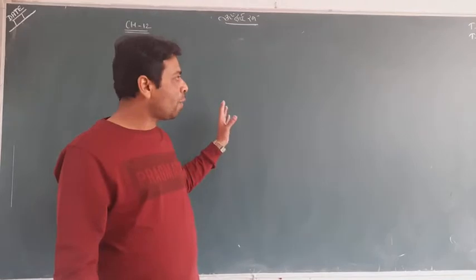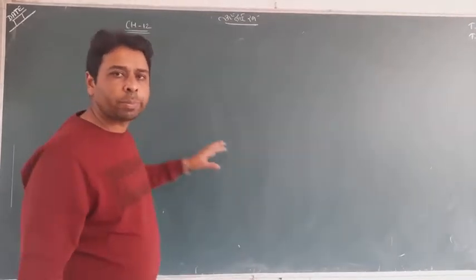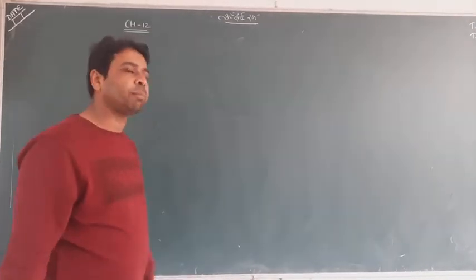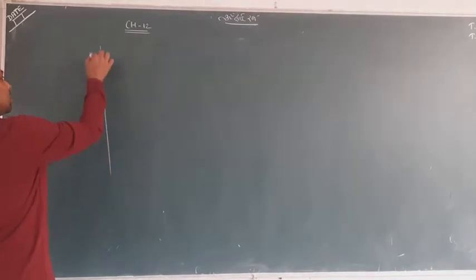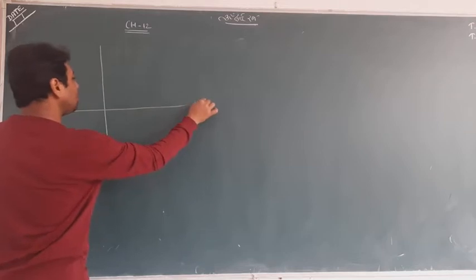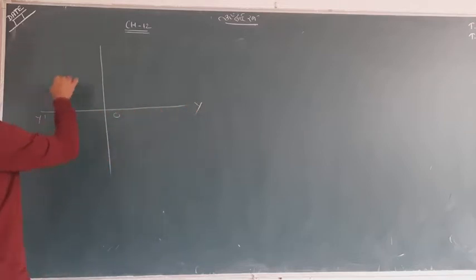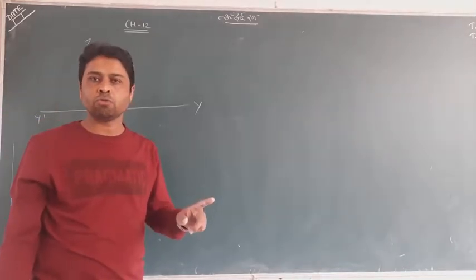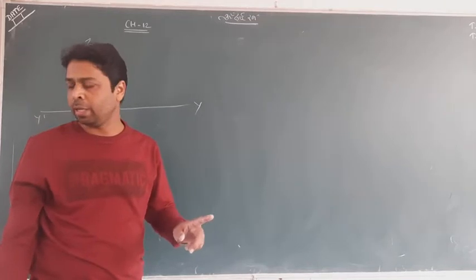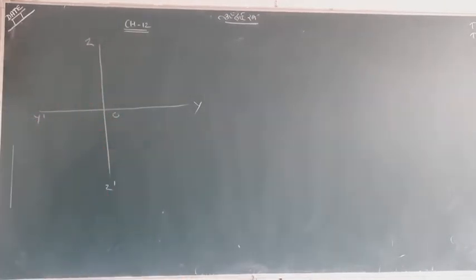But how can we study it on a two-dimensional board? Let me explain. I have here one axis and a second axis. Suppose it is YOY dash, and this is ZOZ dash. Now one more axis to make, that is the x-axis. One can easily understand.